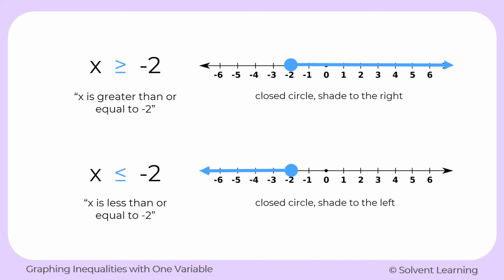So you can see the pattern that we have here. The first thing that we need to do is figure out if we have an open circle or closed circle at the number, and that depends on whether or not we include that number as part of our solution set. And then the second part is to figure out which direction on the number line we should shade. If it's greater than, we shade to the right, and if it's less than, we shade to the left.